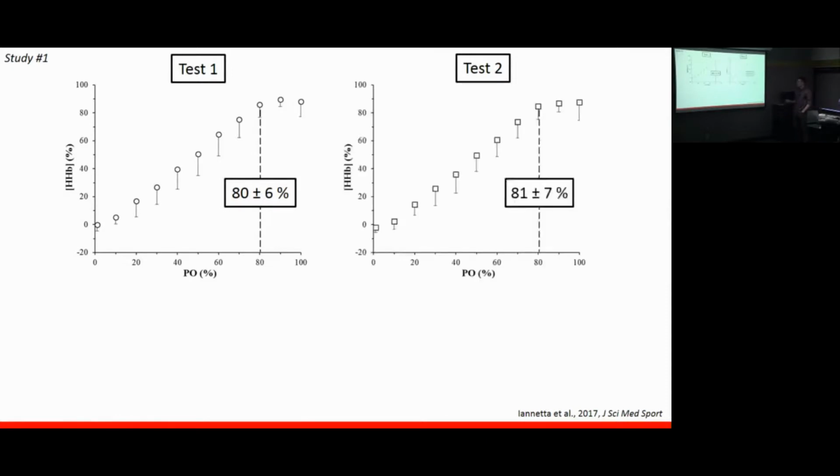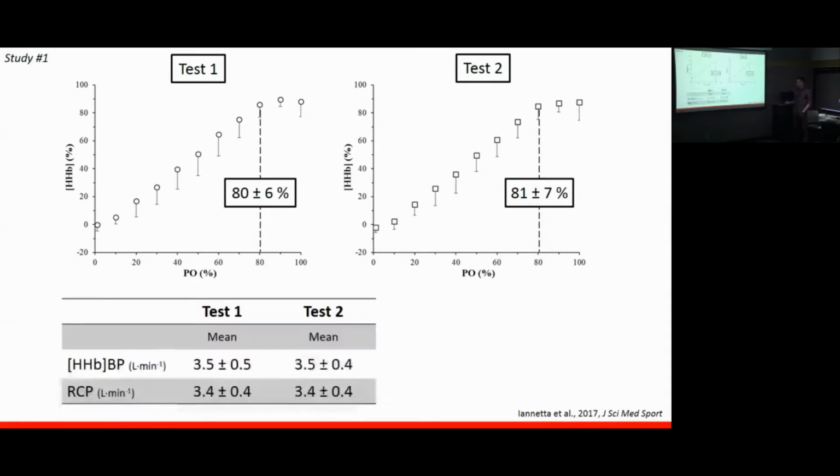And in test 2, pretty much the same, linear increase and plateau towards the end, and same percentage of peak power output. And when we look at the metabolic rate, again, very, very similar, 3.5 liters per minute if we plot the HHB against the VO2, and it was very associated also to the respiratory compensation point. So the conclusion of this first study was that this index is repeatable and can be associated to other more established measurement of aerobic fitness.